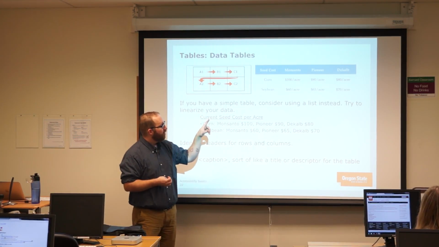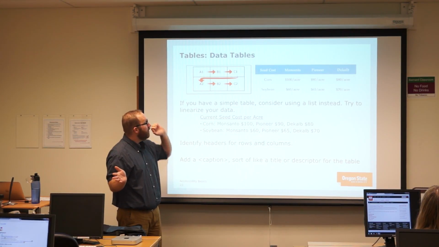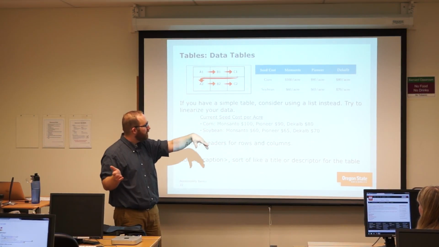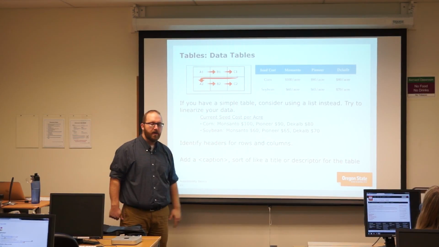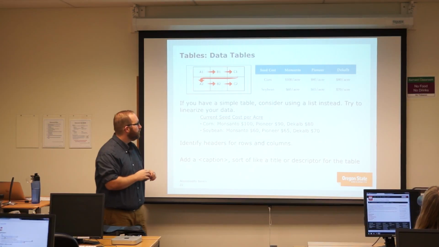So the way this table would read with no structure to it whatsoever is it would go seed cost, Monsanto, Pioneer, DeKalb, corn, $100 acre, $90 acre, $80 acre, soybean, and so on. So it actually takes and reads cell by cell in the table.